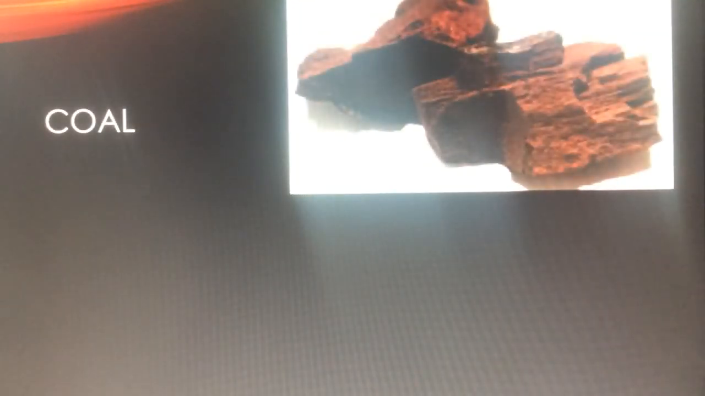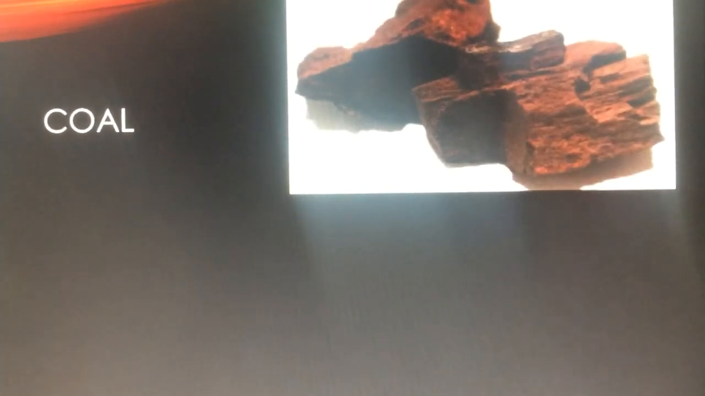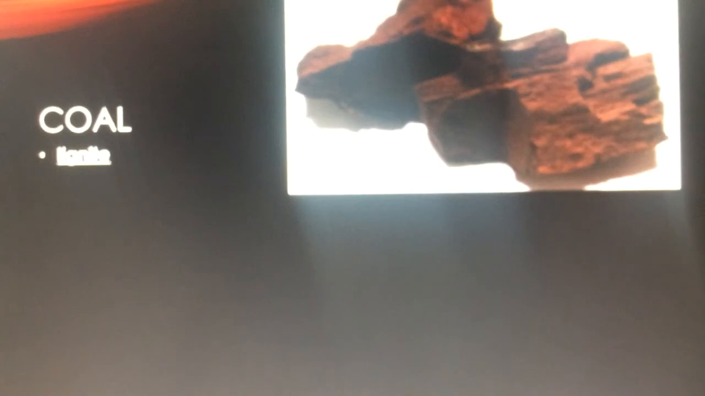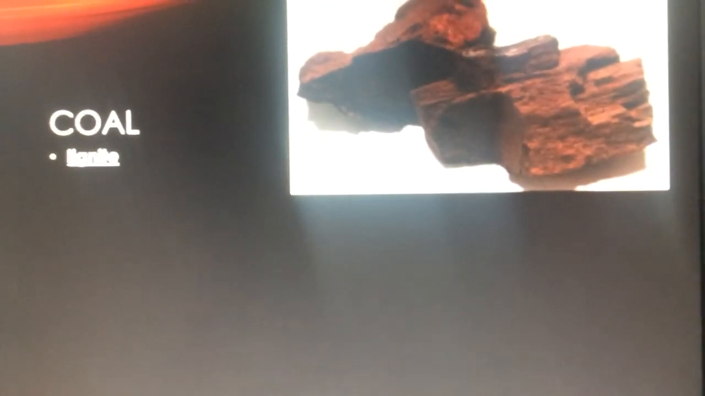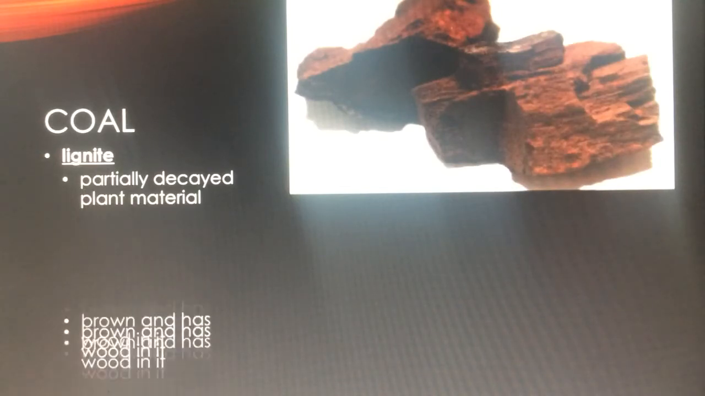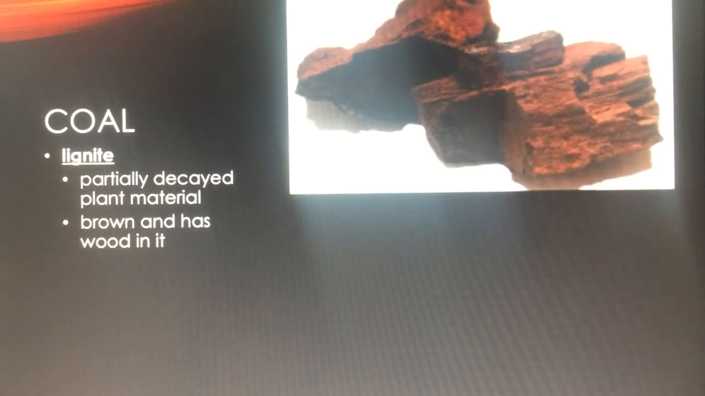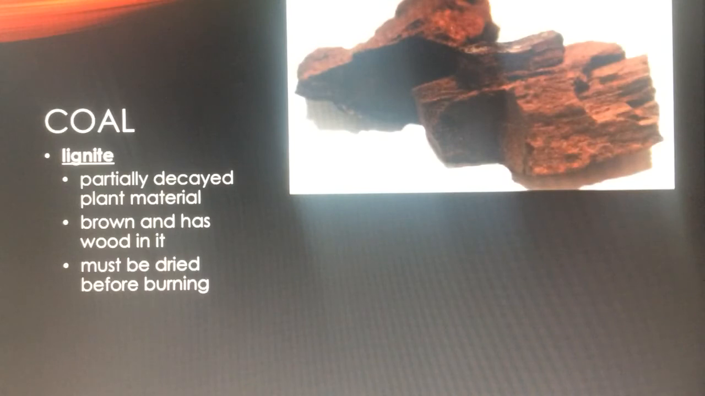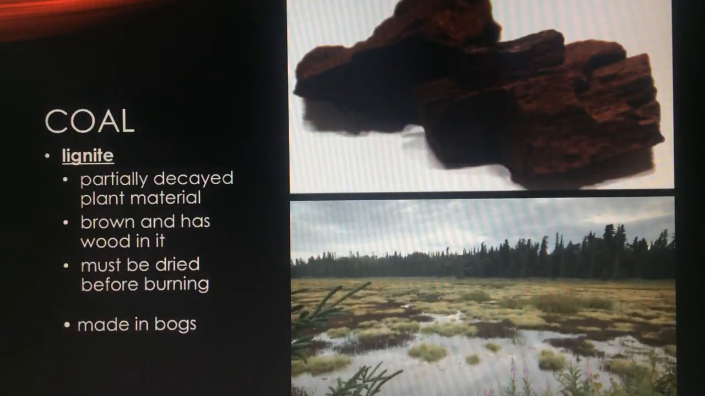The third kind of coal is called lignite. Now, just like the other two coals, it is made from decayed plant material that has been buried quickly. But the difference with lignite, it's only partially or partway decayed. And you'll notice that it's different in color. It's brown. And usually you'll see pieces of wood mixed in with it. And in order to use it, you have to dry it before you can burn it. And it is found in places called bogs, which is in the second picture on the slide.